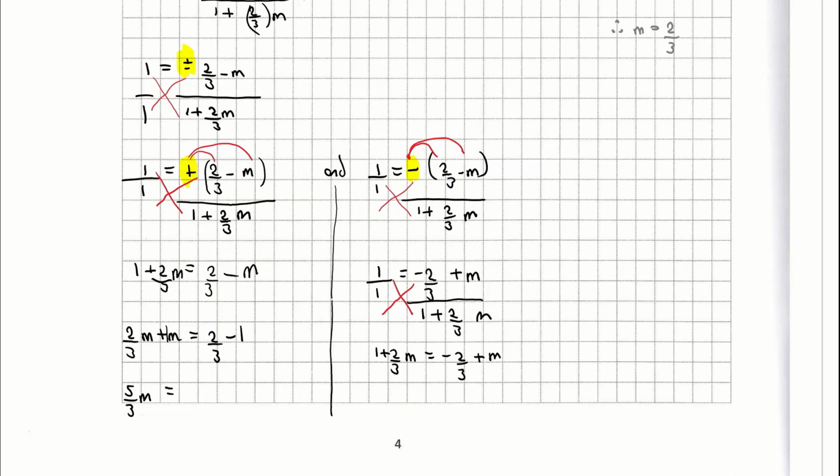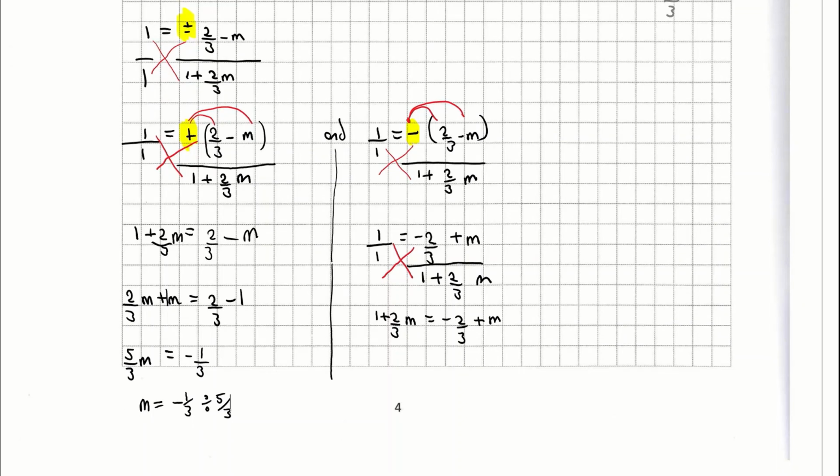And that's equal to 2 over 3 minus 1 is giving me minus 1/3. And to get m on its own, I now need to go minus 1 over 3 divided by 5 over 3. So I'm dividing both sides basically by 5 over 3. And that's giving me a value of m as minus 1 over 5. I'm now going to come over to the right hand side and finish off solving for m here.